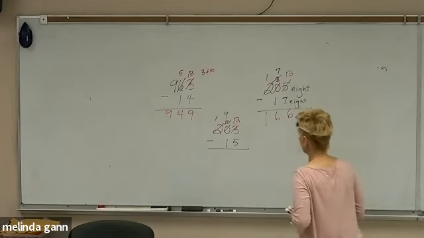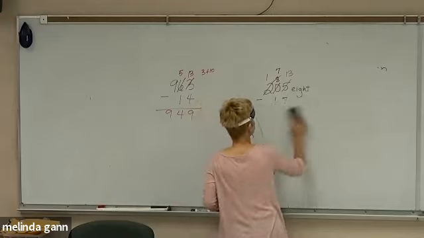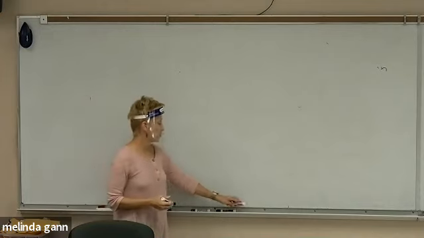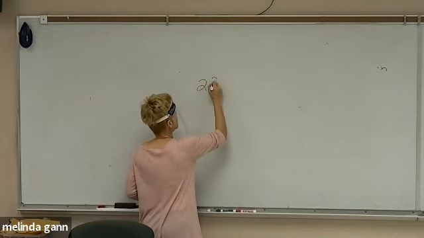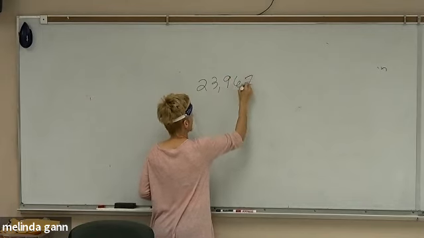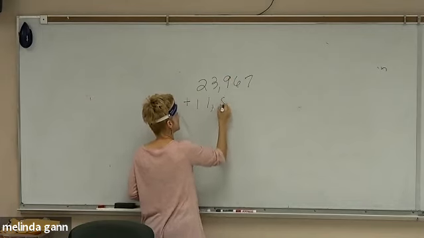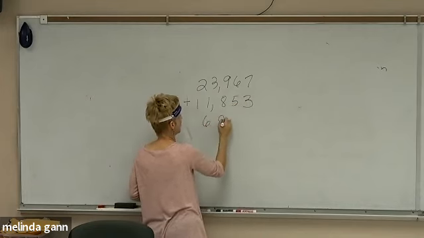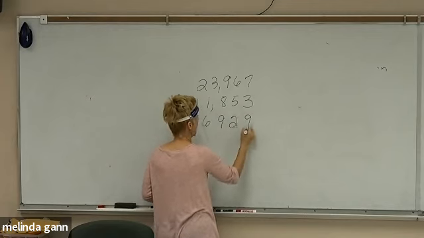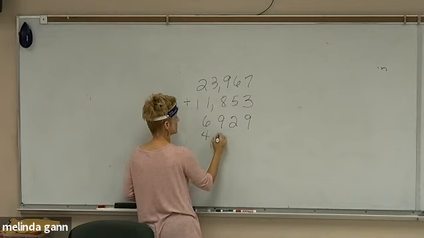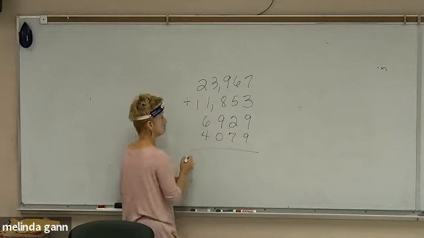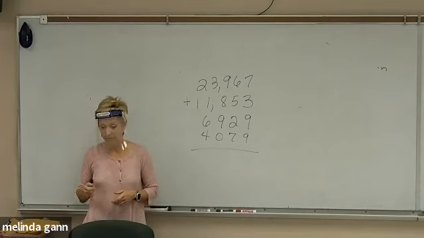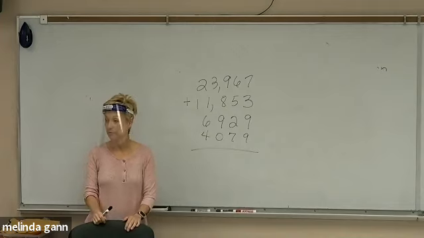Now, y'all were on Zoom when we were doing scratch addition, so let's make sure we're clear about it. If you had 23,967 and you had to add 11,853, and then you had to add 6,929, and then you had to add 4,079. Now, we never teach scratch addition until I've worked with those base 10 blocks over and over and over and over. Okay.